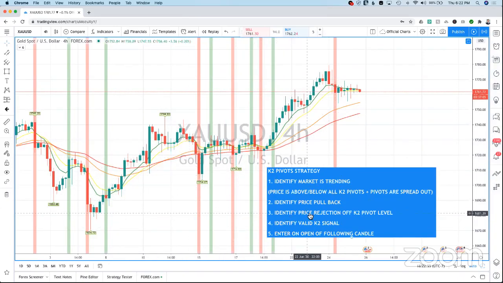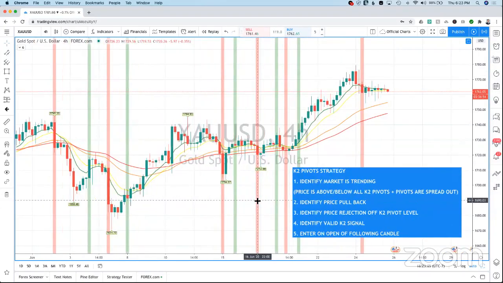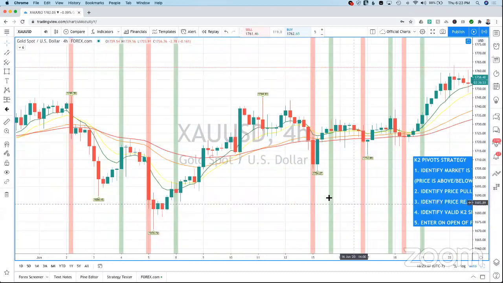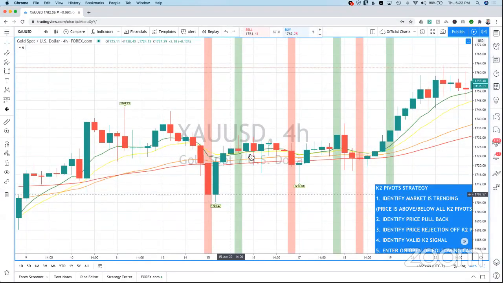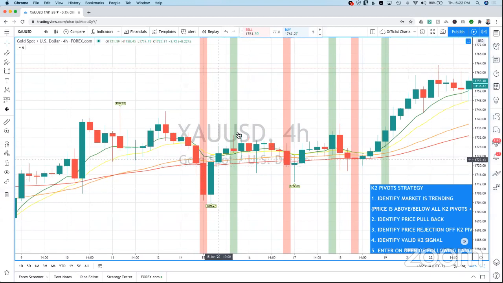But using these requirements, we identify that price was above all K2 pivot levels, like it was right here. And then we identified that the pivots were spread out. So right here, as you can see, price came down and then it came up. And then at this point right here, the pivot levels were level 1, level 2, level 3, and level 4. I know it looks like it's consolidating, which it probably was.